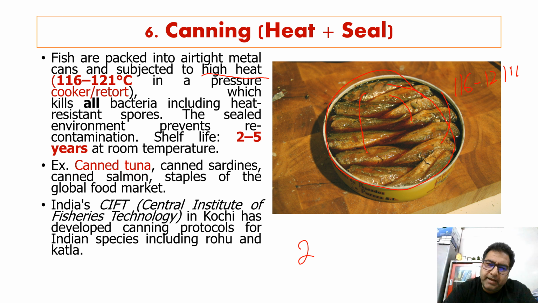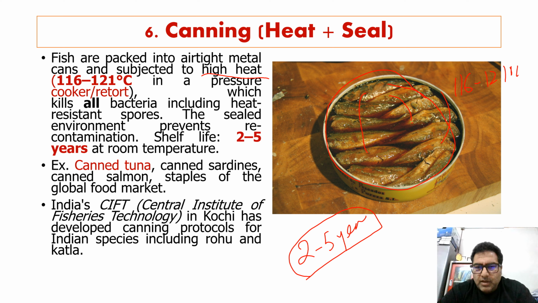So here the shelf life is 2 to 5 years. It is a very good shelf life. At room temperature, we have canned sardines and canned salmon available in the markets, which are very much in demand in the global market. And even in India, CIFT, the Central Institute of Fisheries Technology, has developed canning protocols for our Indian species, that is rohu and katla. So that is the methodology we have to take care of for the canning of katla and rohu. This method was developed at CIFT Kochi.